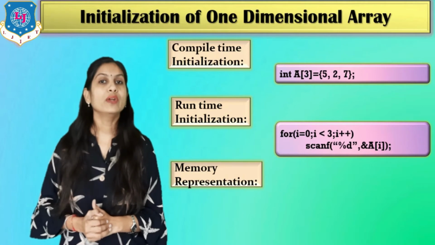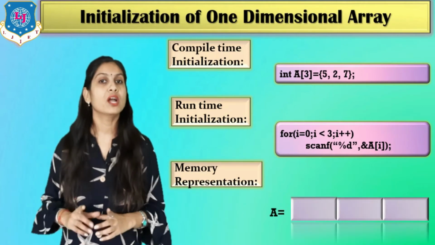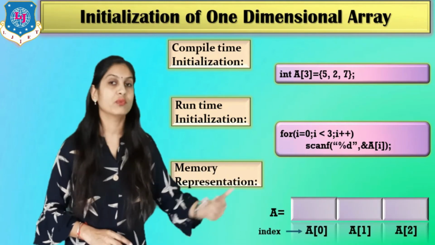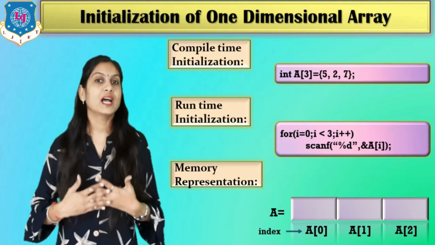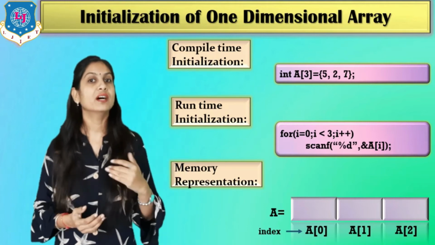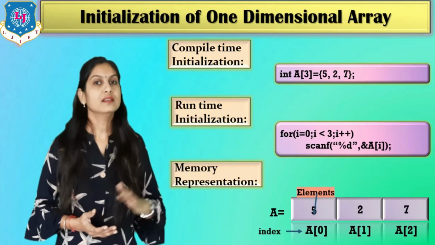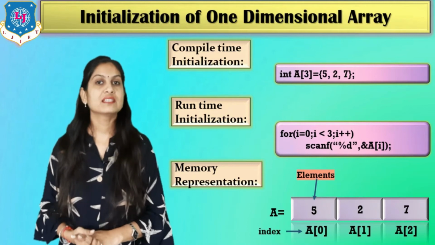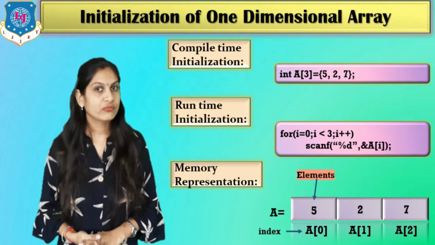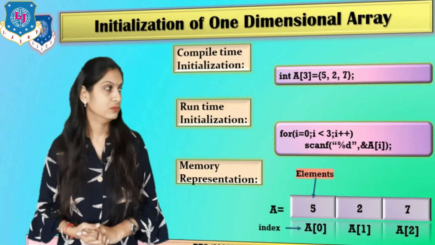Now see how it is stored in our memory. The same memory will be occupied, 6 bytes. First is a[0], second is a[1], and third one is a[2], and the data that we used at compile time will be stored in our memory. So first 5 will be stored, then 2, and then 7. So 5, 2 and 7 are nothing but our elements, whereas a[0], a[1] and a[2] are nothing but our index for accessing that particular value.